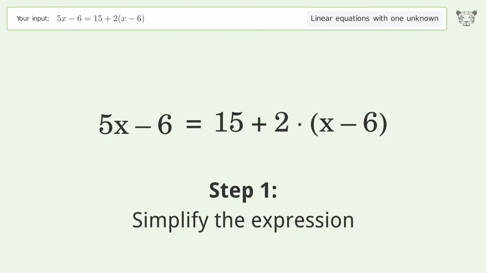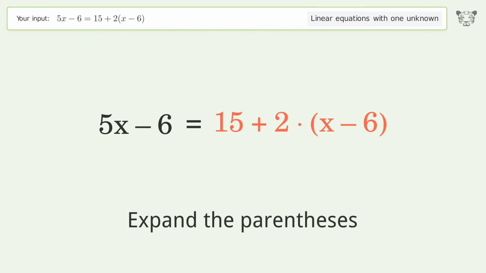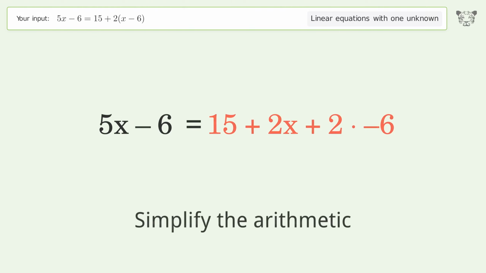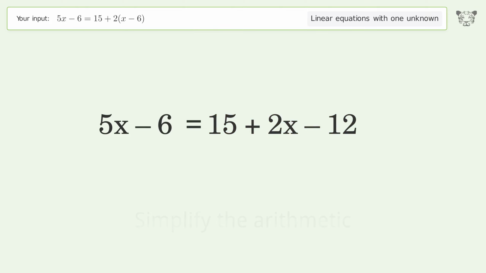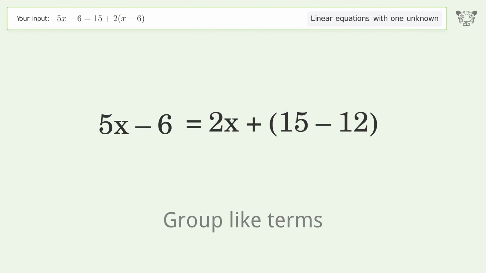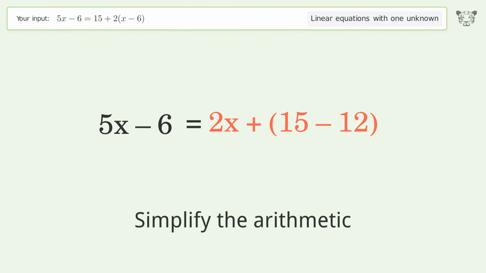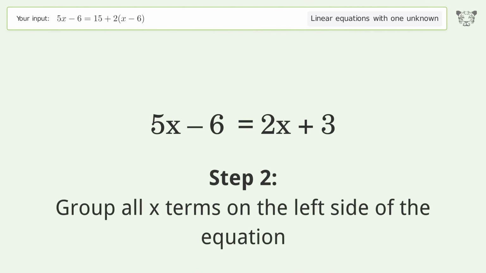Simplify the expression. Expand the parentheses. Simplify the arithmetic. Group like terms. Simplify the arithmetic. Group all x terms on the left side of the equation.